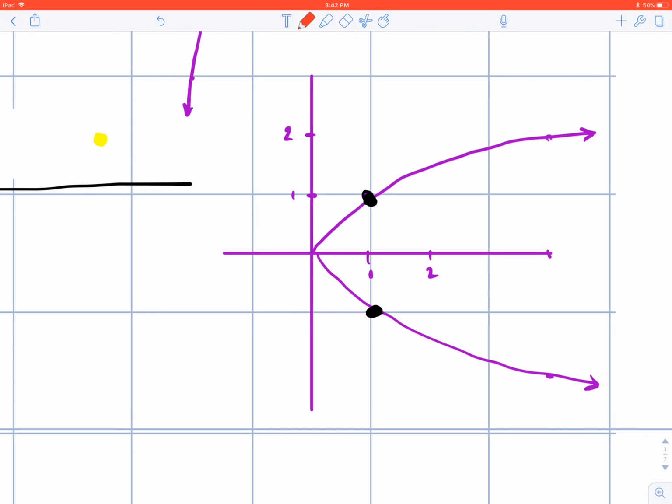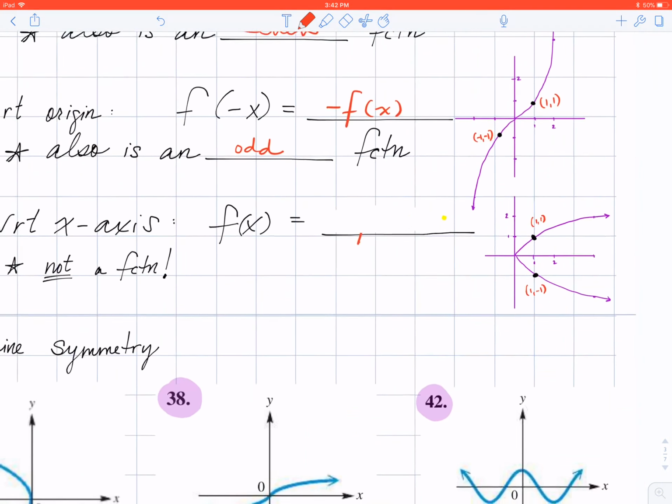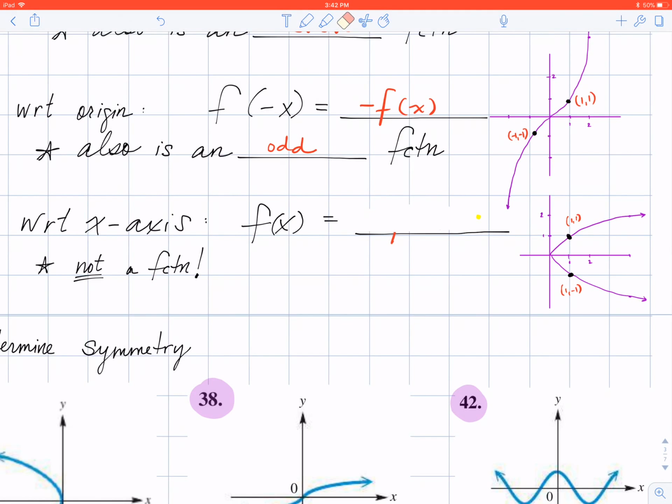And we would say that this coordinate right here is the coordinate 1, 1. And this one down here is the coordinate 1, negative 1, where my x's have remained the same, but my y's are now opposite signs. And so if a graph has symmetry with respect to the x-axis, then f of x is equal to negative f of x. And again, it's not a function.